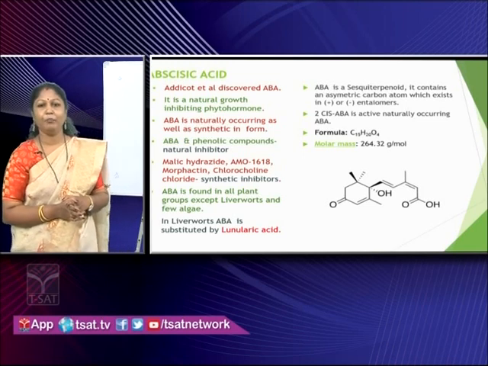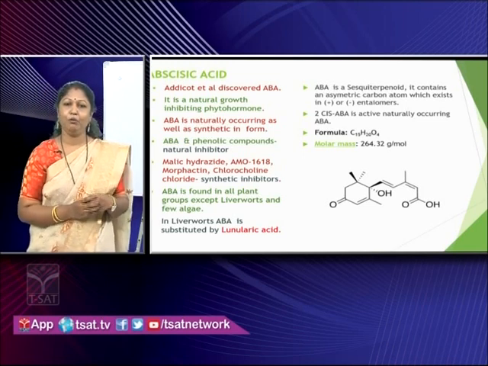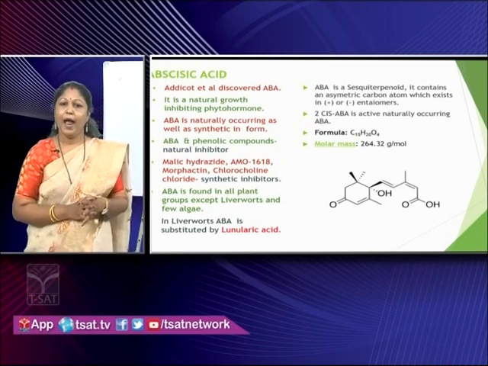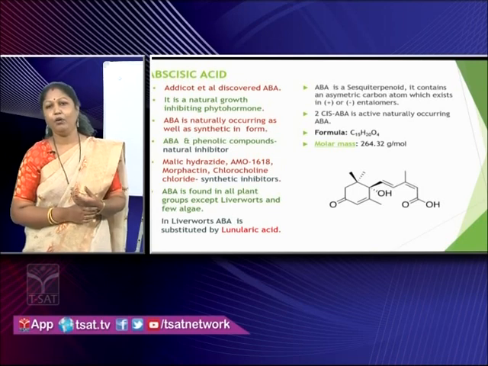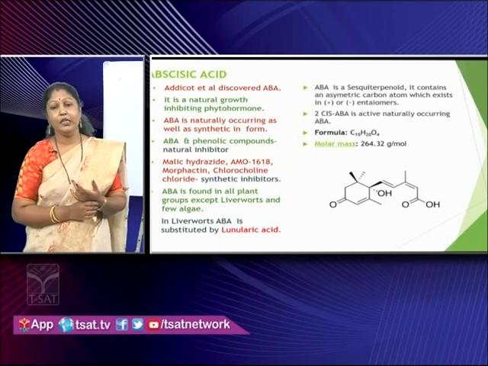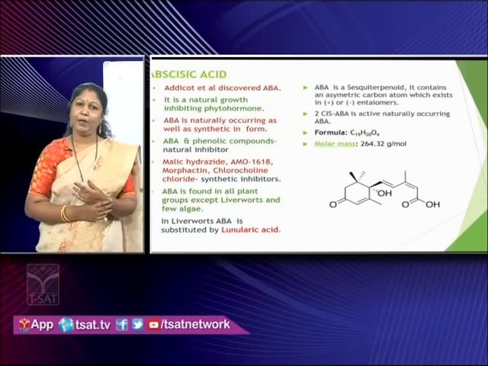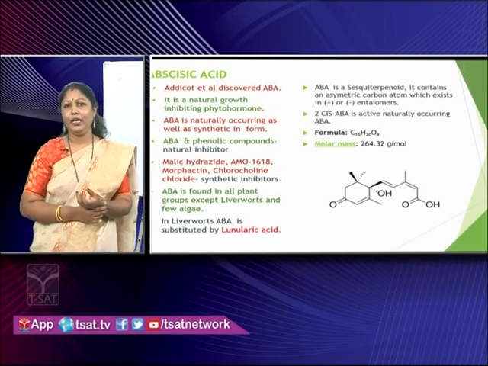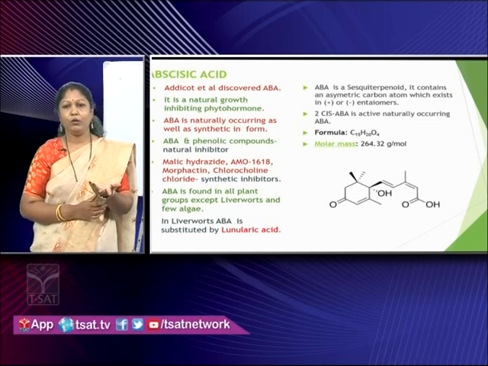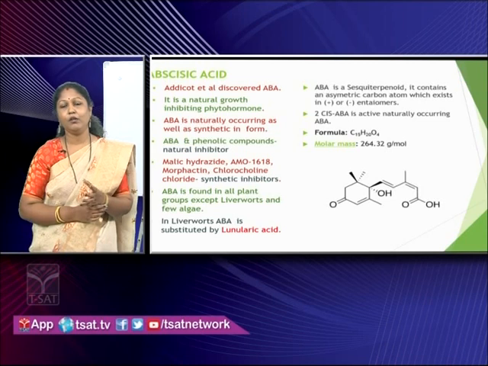Now, this was discovered by Addicott, and it is a natural growth inhibiting plant hormone which is found everywhere in the plant. Not only ABA, we also have other phenolic compounds. I have told you before also, cinnamic acid is there, ferulic acid is there. These are also phenolic compounds which can act as natural plant inhibitors. And besides ABA, we also come across artificial inhibitors, like maleic hydrazide, chlorocholine, and morphactin. These are the commercial or synthetic plant inhibitors.